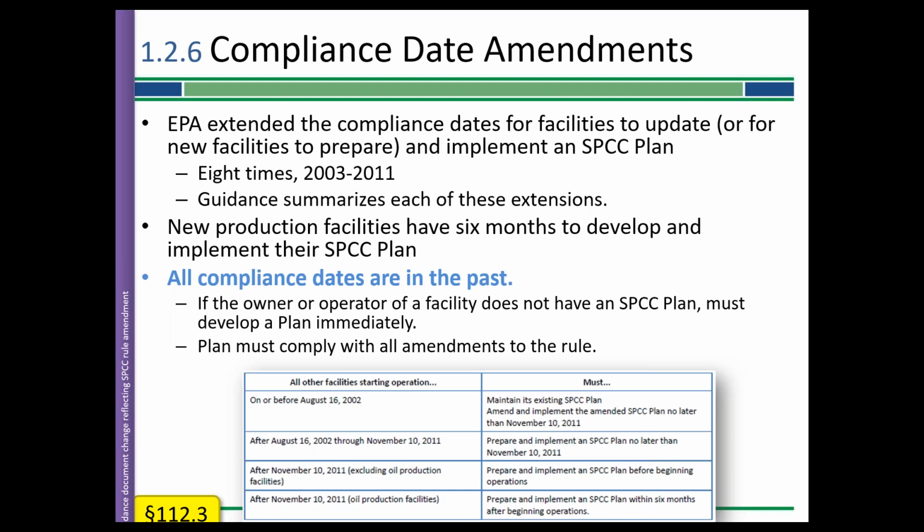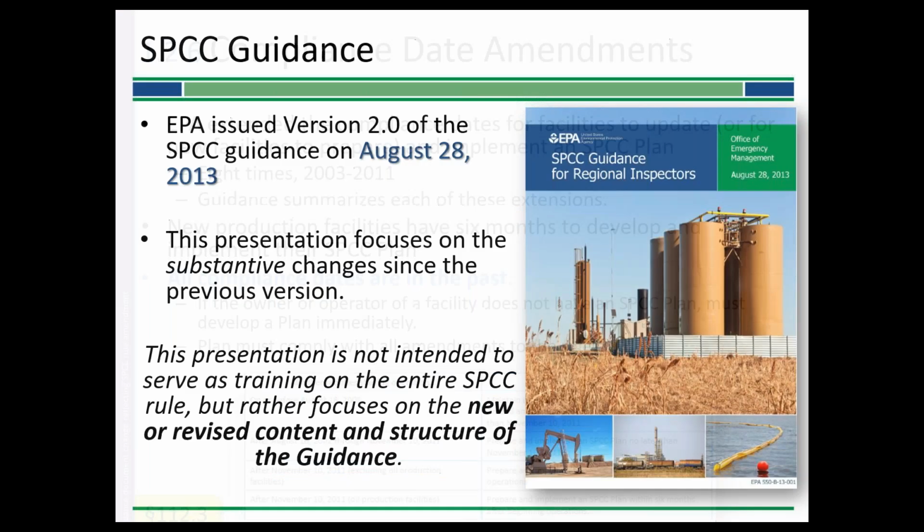There is a little bit of relief for production facilities. We do give them 6 months to stabilize operations, encourage green completion, and let them stabilize what kind of containers are going to be there. And then at 6 months, they have to have their plan prepared and implemented. But that's only for oil production.